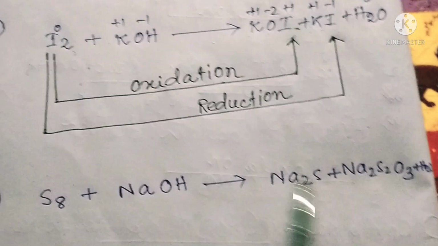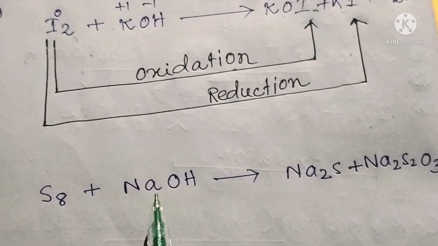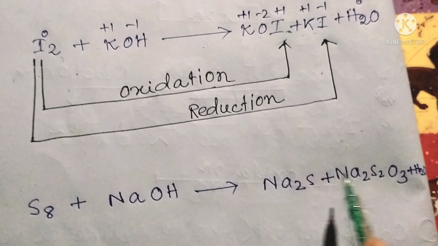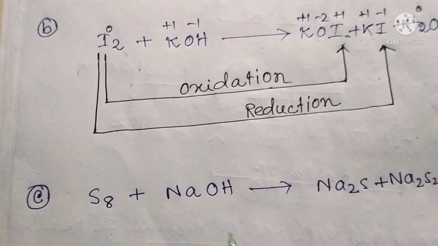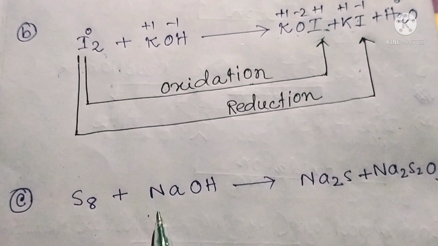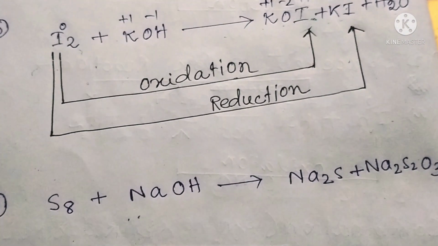Now students, this is the homework. S8 plus NaOH turns into Na2S plus Na2H2O3 plus H2O. Write the oxidation and reduction reaction in the comment section.